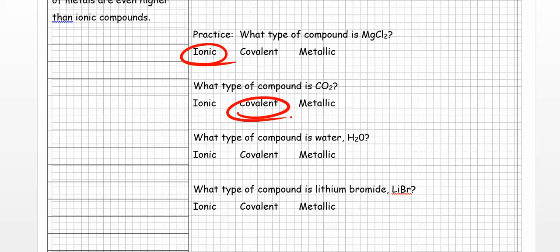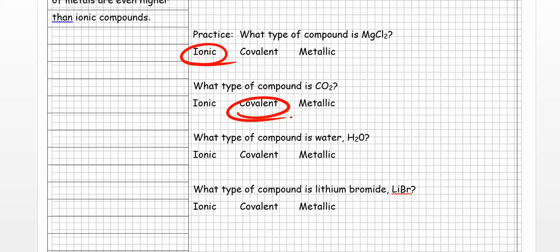And because the atoms are not exactly the same, one's carbon, one's oxygen, it's going to be a polar covalent bond. In fact, we'll go one step further and say that oxygen, because it's farther up and to the right on the periodic table, is more electronegative than carbon, and therefore it's a polar covalent bond, with the electronegativity being greater for oxygen than for carbon.